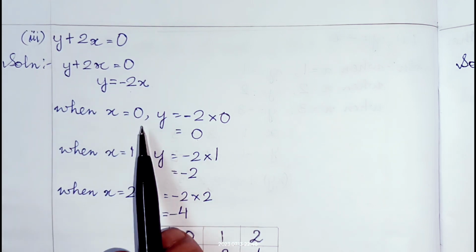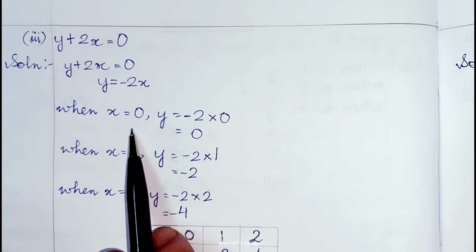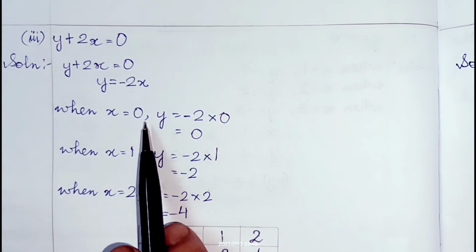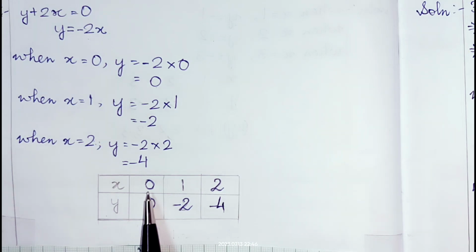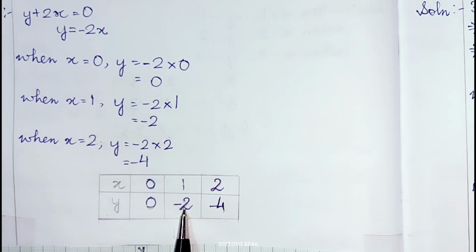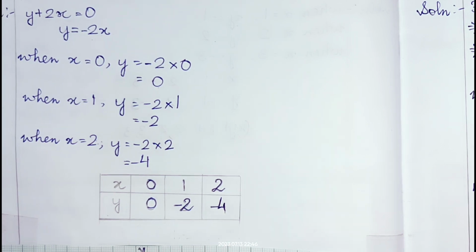And always remember that it's not that you have to take 0, 1, 2. Any value can be taken for x and we have to find the corresponding value of y. Whatever value you take, your final graph will be the same. So here the required points are (0, 0), (1, -2) and (2, -4). These 3 points we have to plot on the graph paper.